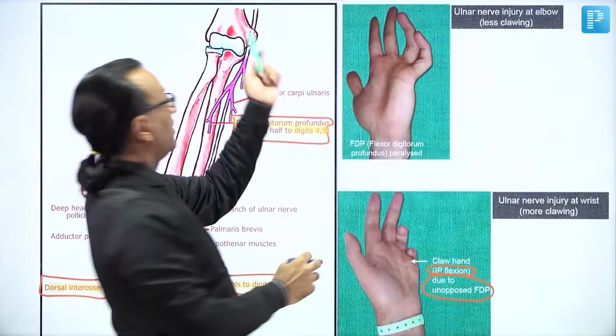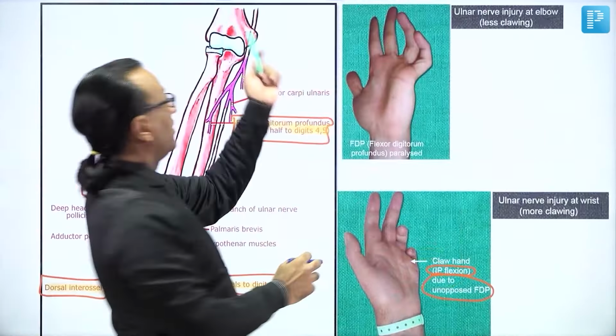So, with a nerve lesion at a higher level, there is less clawing, since the muscle which was causing IP flexion is itself not working, as compared with the lesion at a lower level, when there was more clawing, because that clawing or interphalangeal flexion was happening due to the unopposed flexor digitorum profundus.